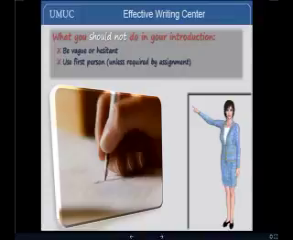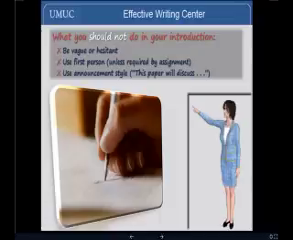Using first person is also a no-no, unless the assignment requires it. And finally, avoid the obvious announcement statement such as, "This paper will discuss," as a way to begin or end your introduction.